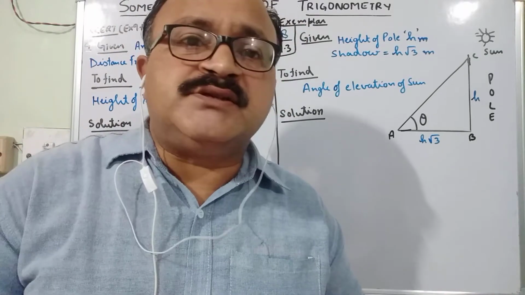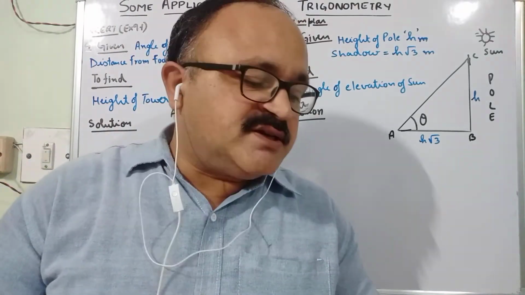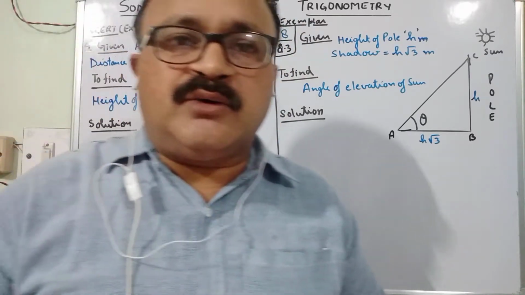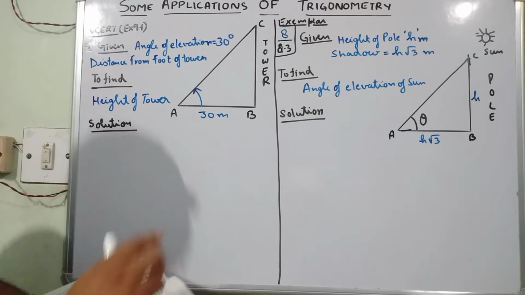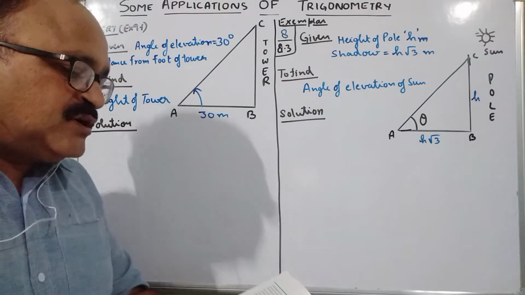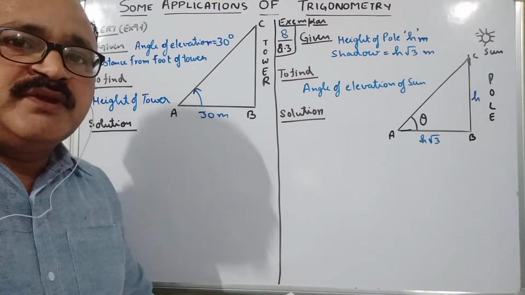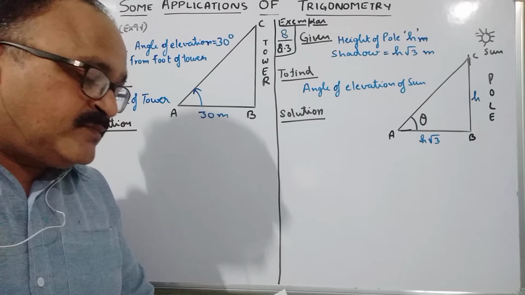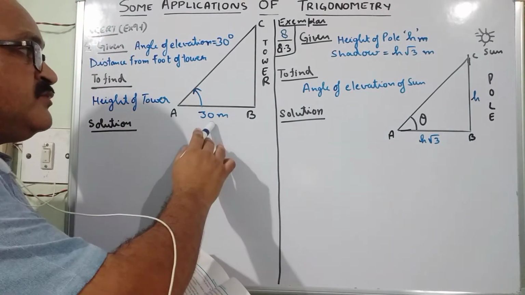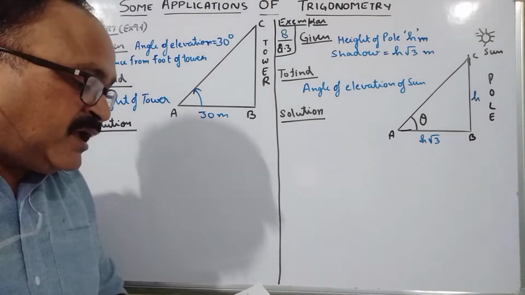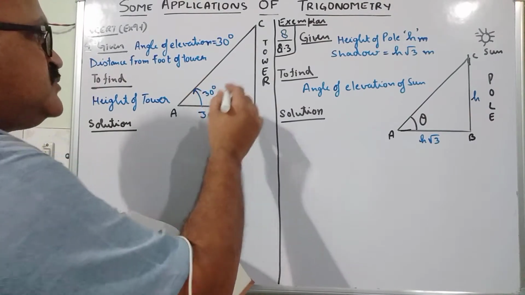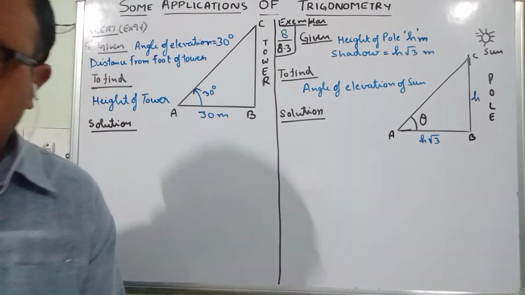This I have taken from the NCERT book, fourth question, in which it says the angle of elevation of the top of a tower from a point on the ground. So I have made a picture like this. A is a point on the ground and BC is a tower, which is 30 meters away from the foot of the tower, and the angle of elevation is given as 30 degrees. In this case, we need to find the height of the tower.